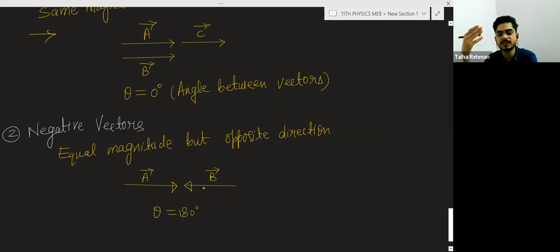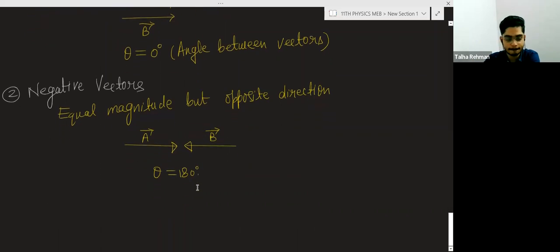There will be the cases where you will have the vector addition, and in that case the vectors will be in the opposite direction. Then in that case theta will not be given by the examiner, so you have to decide the theta. Okay, so here the theta between the two vectors is 180 degree, and another vector is parallel vector.